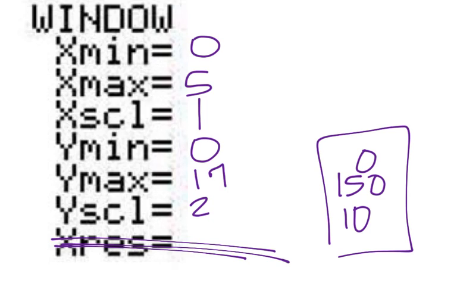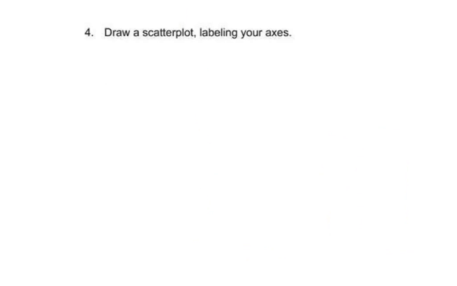Now, if your Y max had been something like 150, you would not want to count by ones or twos. You would probably want to have a Y scale of 10 if you were going from 0 to 150. Okay, this does not have to be written on your notes. I'm just explaining. You need to be aware of that when you do the assignment.